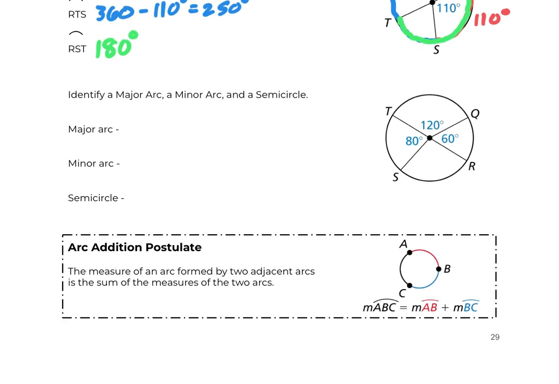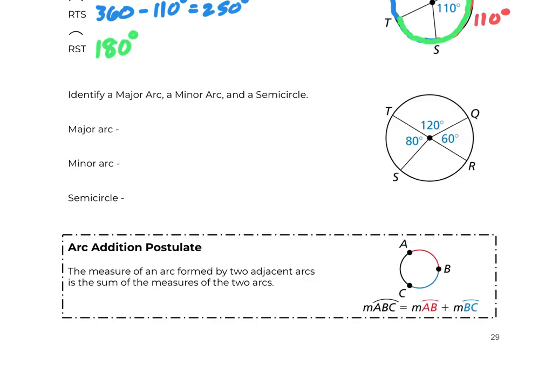Okay, down here, we're just naming a major, a minor, and a semicircle, just so we can get in the habit of naming these. And in some of these cases, there's more than one right answer. There isn't necessarily only one answer that I can have. We're looking first of all for the minor arc. Let's do the small one first.